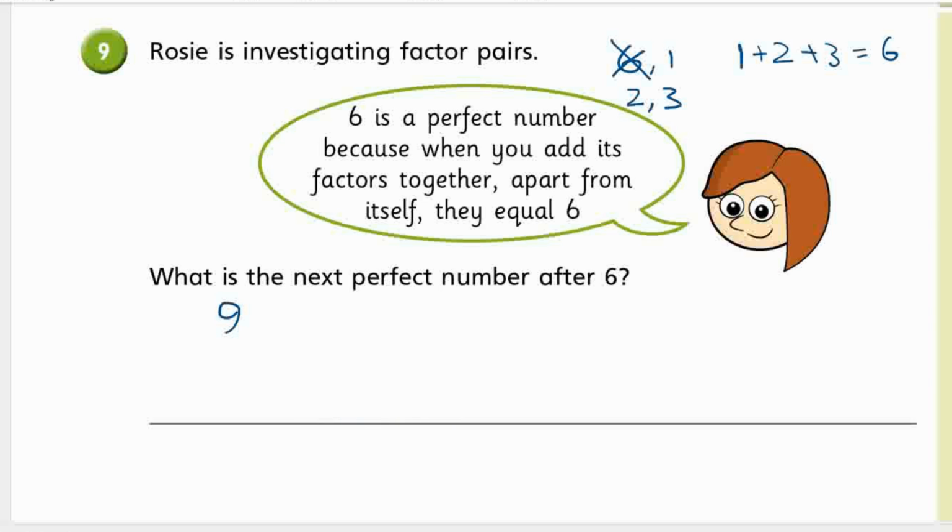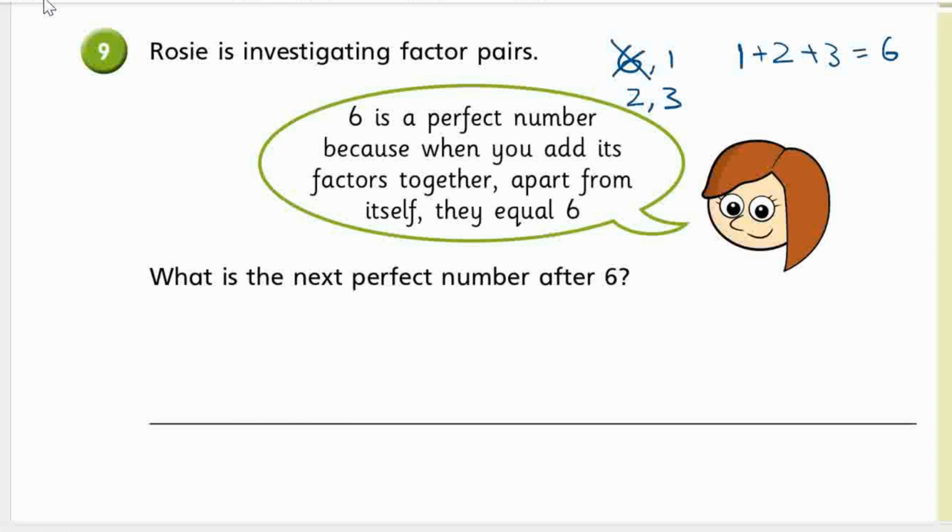Let's try 9. This is the only real way of being able to work it out. Factors of 9. So of course we've got 1, not 2, 3. Anything else? No, that's it. Okay. We can have a look at 10. So we've got 1, 2, and 5. Doesn't work either, does it? So that one's a no-no.